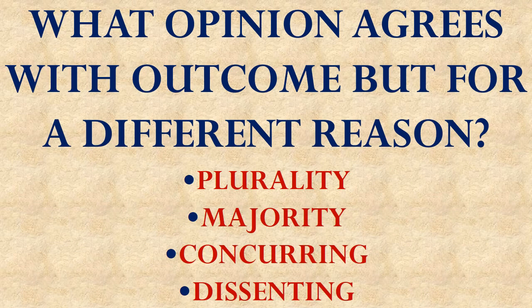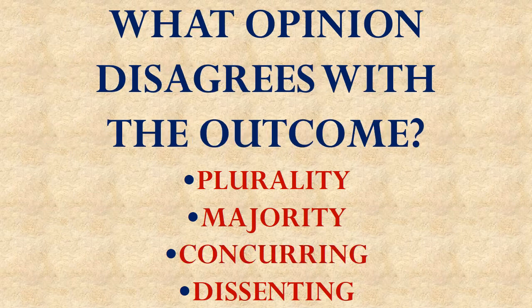What opinion agrees with the outcome of a case, but for a different reason? Is it a plurality opinion, a majority opinion, a concurring opinion, or a dissenting opinion? That is a concurring opinion. What opinion disagrees with the outcome that the majority came up with? Is it a plurality opinion, a majority opinion, a concurring opinion, or a dissenting opinion? The opinion that disagrees with what the court is doing is called a dissenting opinion.